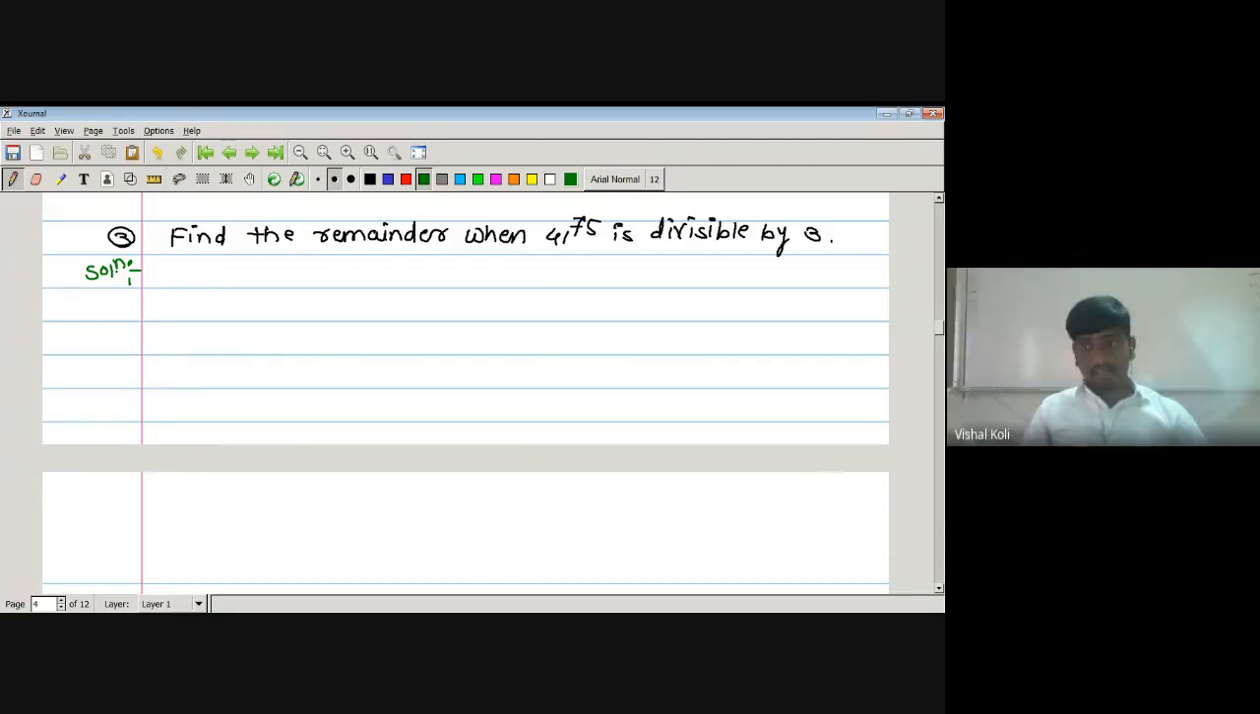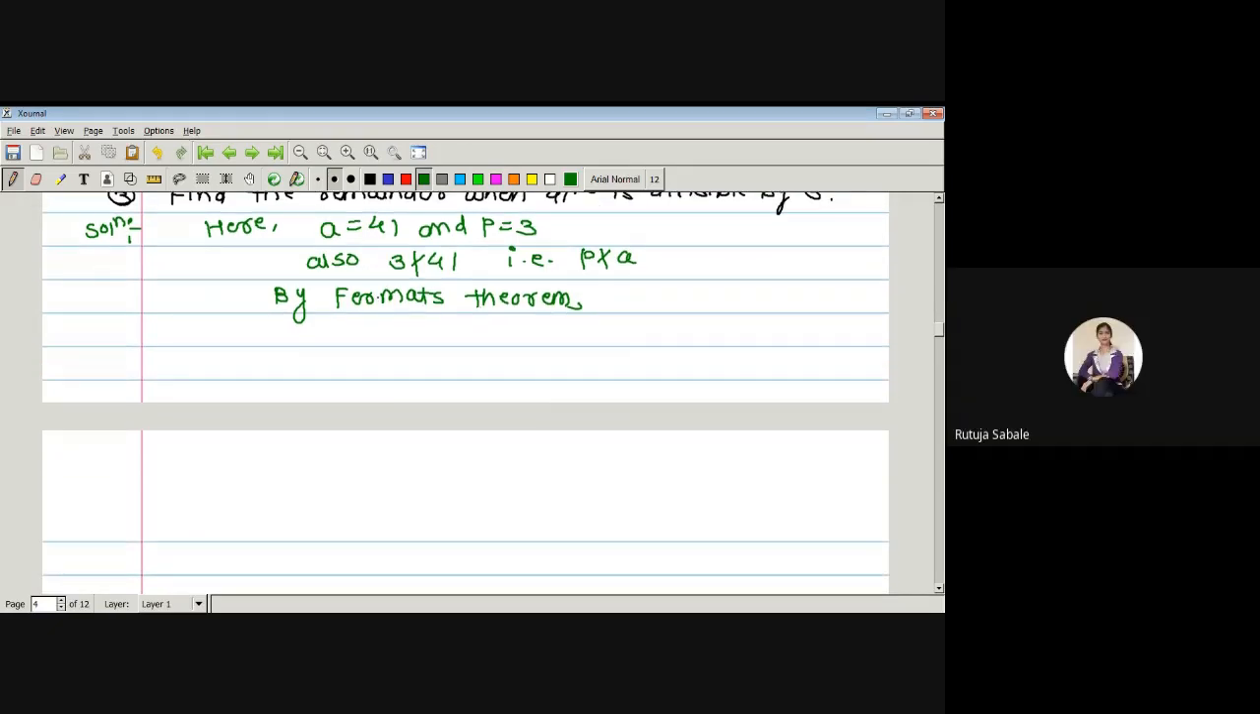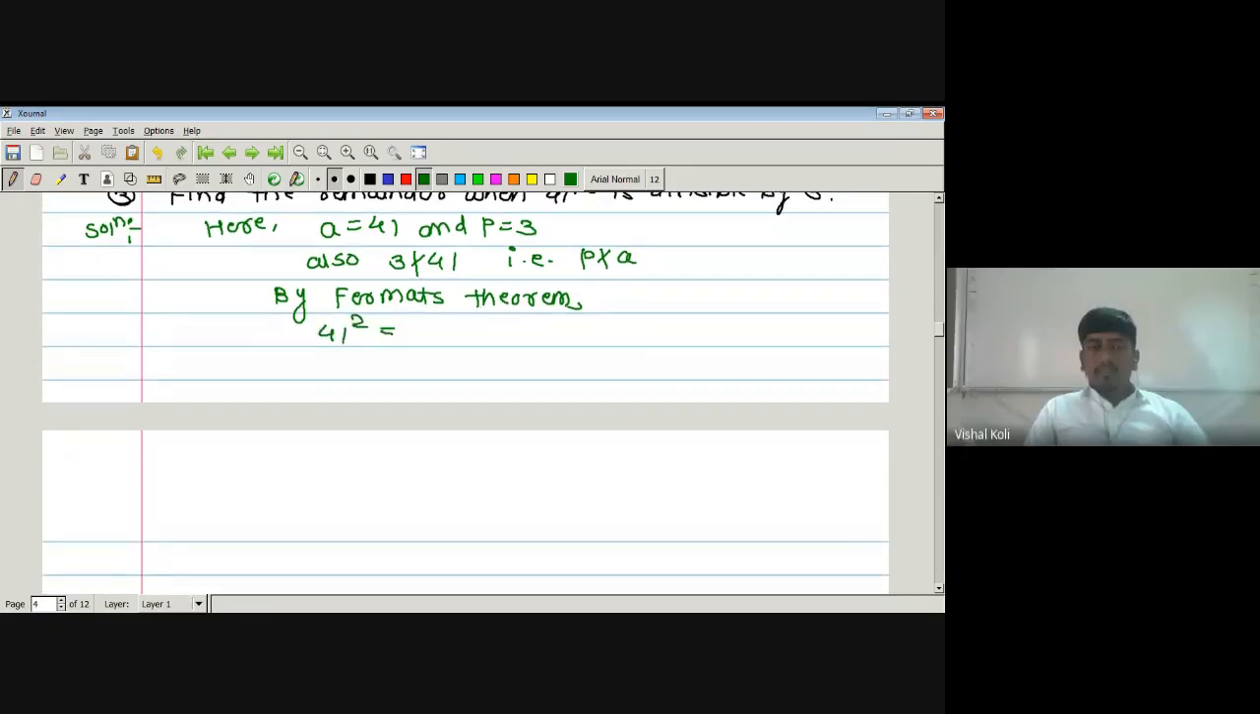Okay, so here A is nothing but 41 and P is equal to 3. Whether P divides A? No, sir. 3 does not divide 41, that is P does not divide A. Then by Fermat's theorem, 41 square is congruent to 1 modulo 3.